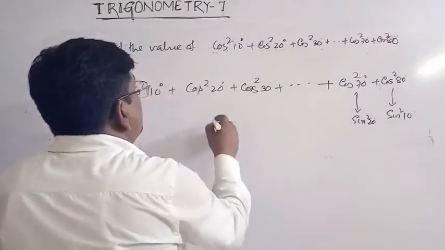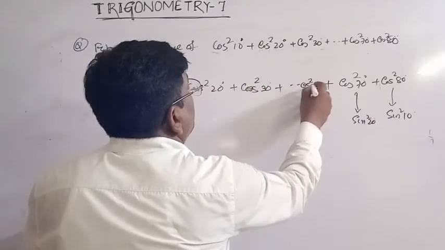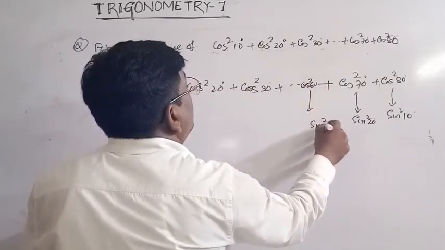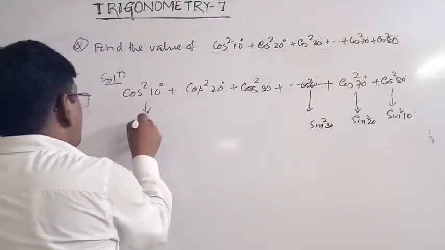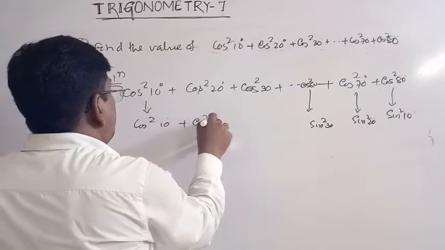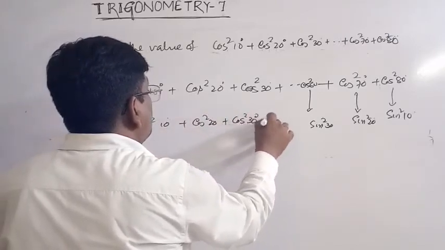This is equal to what? Here cos square 60 is sin square 30. And this is equal to cos square 10 degree plus cos square 20 degree plus cos square 30 degree plus dot dot.